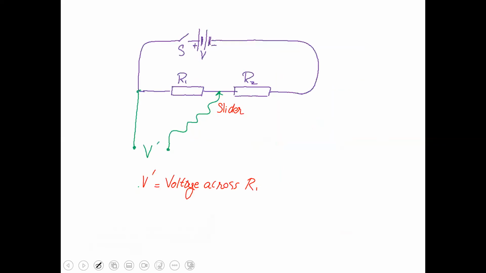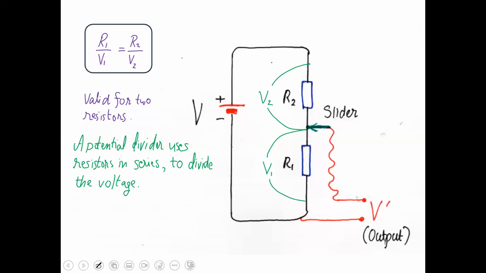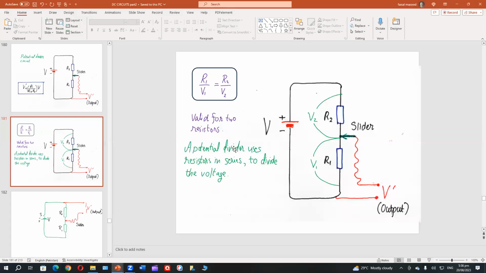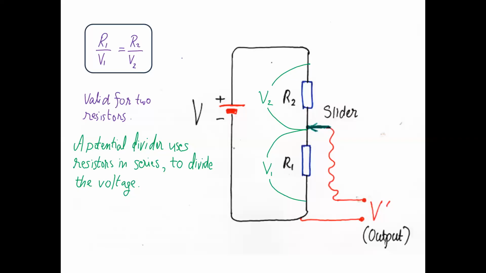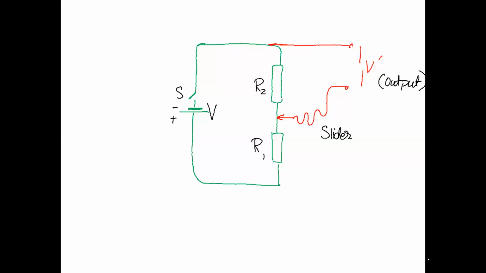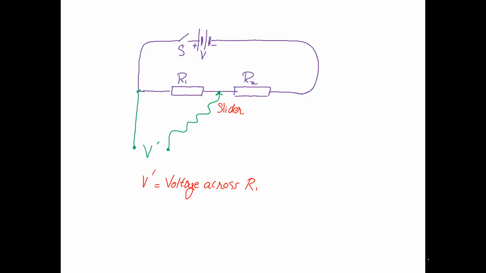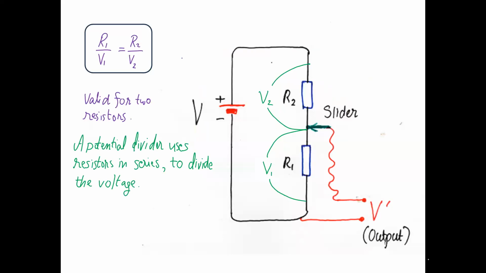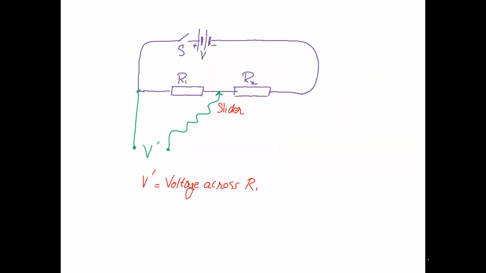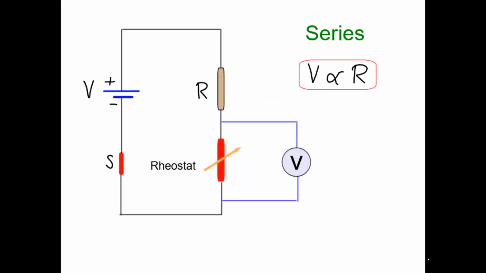Now the slider is the main thing. The main thing is the slider. It can be anywhere. I have presently used slider across R1. Slider can be across R2 also. The circuit can be horizontal also. Here I have made a vertical circuit. Here you can see the circuit is horizontal.